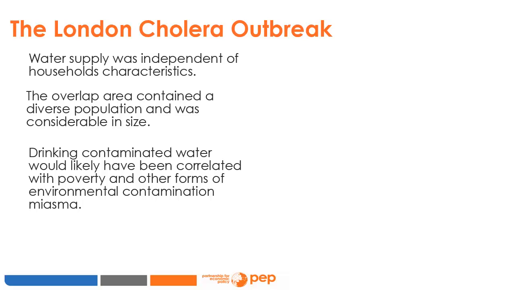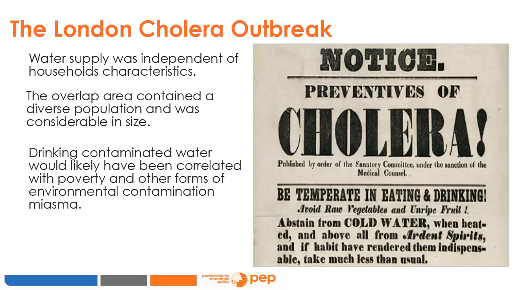Drinking contaminated water would likely have been correlated with poverty and other forms of environmental contamination, such as air contamination or miasma. Furthermore, the tendency to drink impure water itself is a choice. Drinking dirty water would likely be correlated with other impious behavioral choices such as drunkenness or revelling, which were also thought to influence the outcome of interest, cholera.